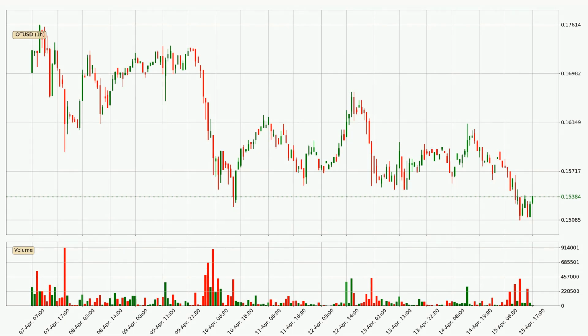Looking at the hourly time frame for IOTA, the price rapidly went down by around 4.9% in the last 24 hours, with a current price of 15.4 cents. The volume was also high, showing that this move was strong and the sellers are taking over.